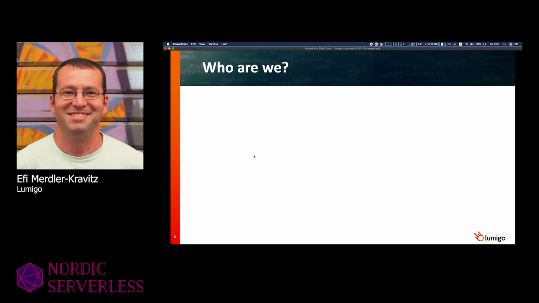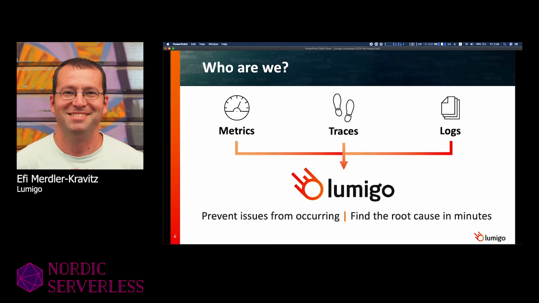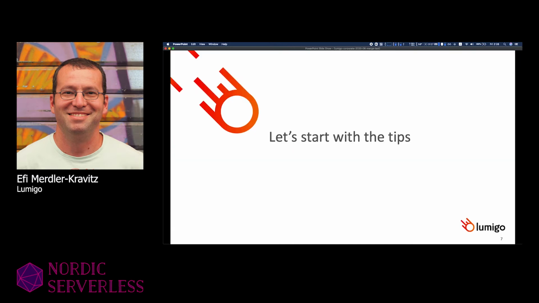So who are we? Lumigo is a platform dedicated to serverless observability. We do that by collecting metrics, traces, and logs and fuse them together into a coherent view. As I told you, we use our own environment for our production observability, and throughout this session, I'll show you how we use it. So let's start with the tips.